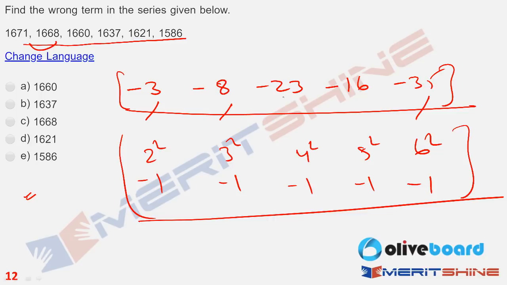So these two numbers, minus 23 and 16, where are they coming from? 3 came from here, 8 came from here. The 23 came from here and the minus 16 came from here. So what was the common culprit? 1637. Just mark it, move ahead.